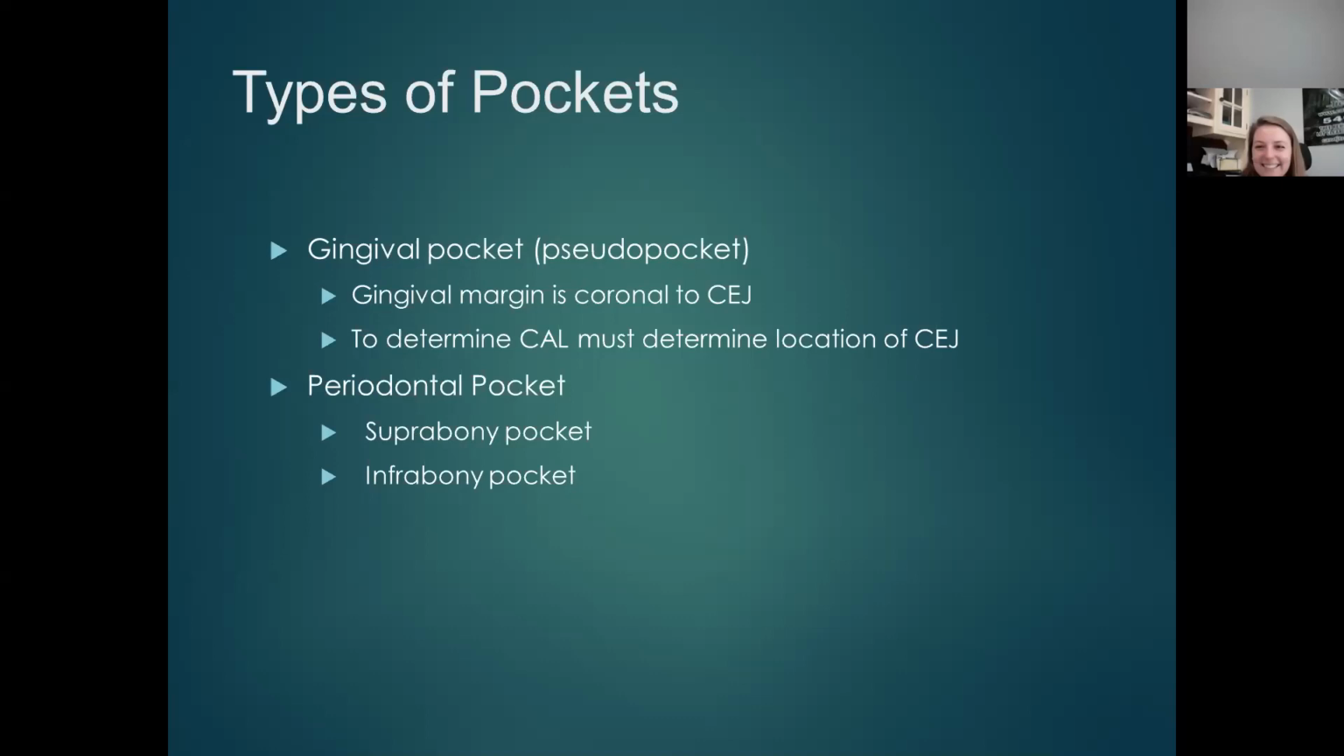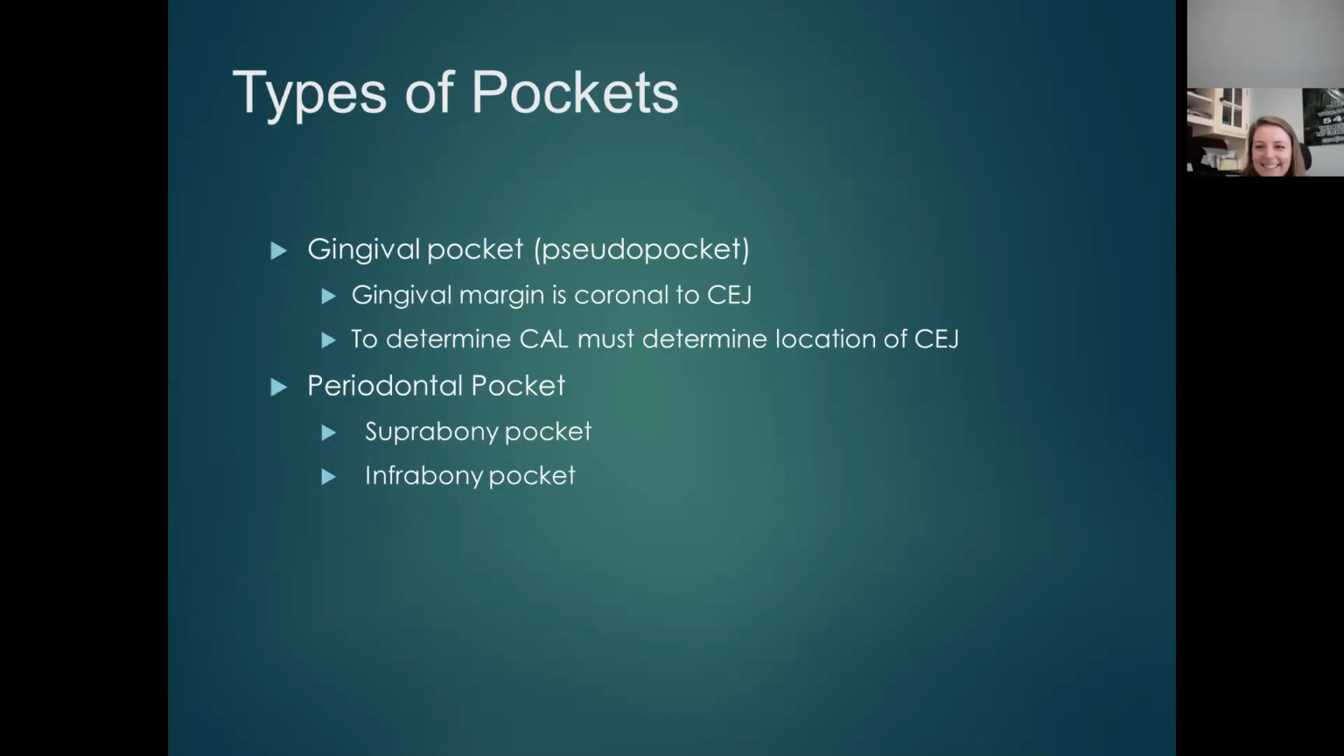So if you're getting 4 and 5, even maybe a 6mm probing, it doesn't mean that they are automatically a perio 2 or they've had attachment loss. You have to see where that CEJ is in relation to the marginal gingiva and where the bone is in relation to that CEJ. So it could be what we call a pseudo pocket, where the attachment is where it's supposed to be, but everything is just puffy and inflamed. And you can't see me, but my hands are going all over the place.